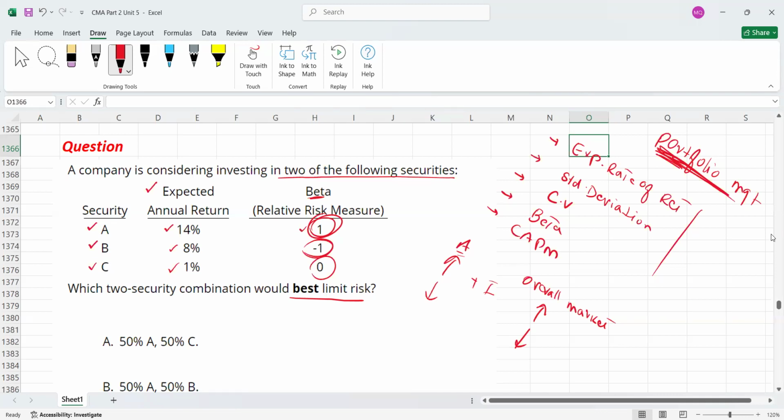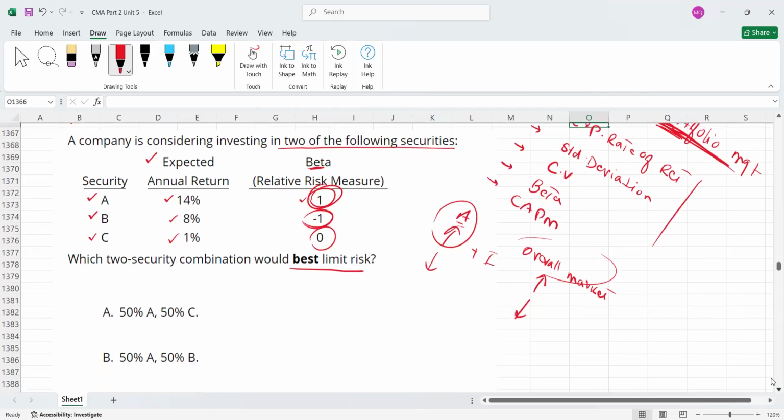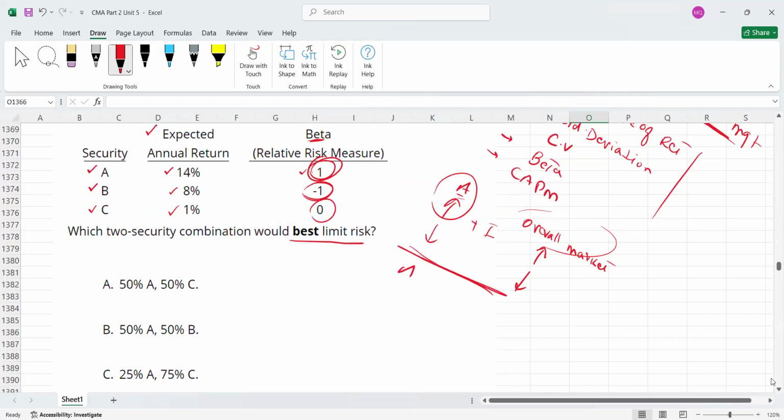Both stock and market move in the same direction. If the market goes up, the stock price will also go up, and if the market goes down, the stock price will also go down. Then I told you what minus one means. Minus one, for example, again this is company A, and this is our overall market.